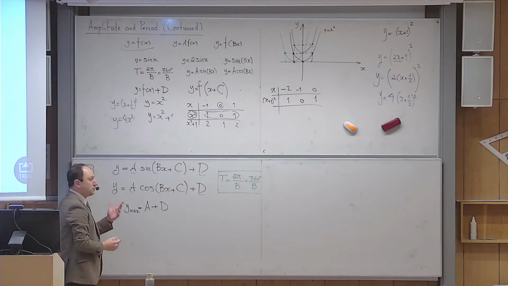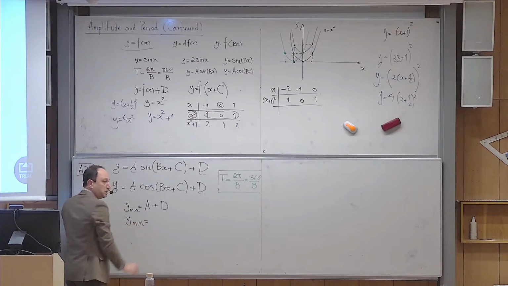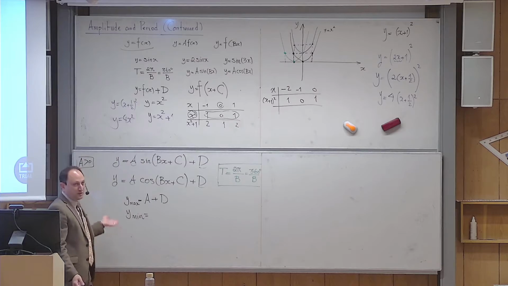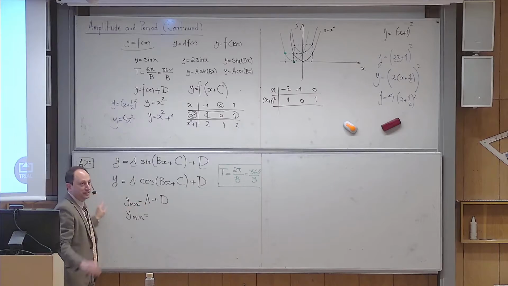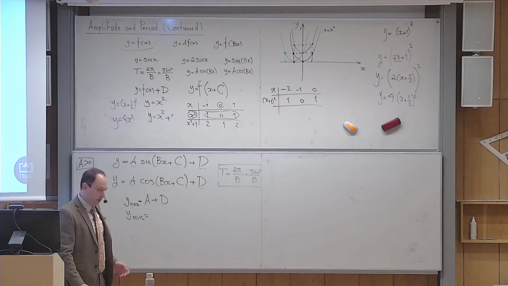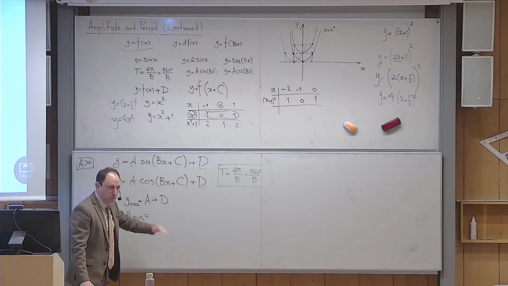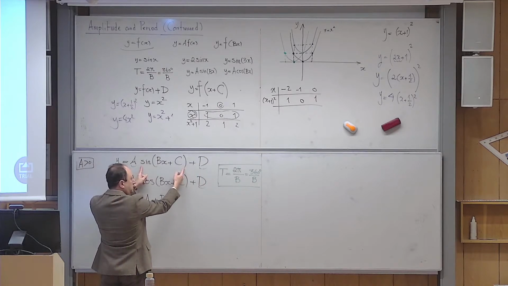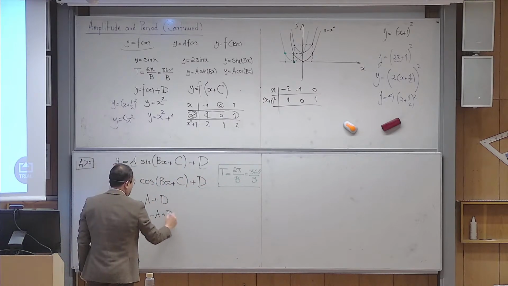Okay, the same question. Can you tell me what is the minimum now? What is the minimum? D? No. A plus D? No, A plus D is maximum. So can maximum and minimum be the same? Yes, it is possible, but you have to be on a horizontal line. Yes, minus A plus D. Because what is the minimum of sine? The minimum of sine is minus 1. If I want to make this minimum, I have to make this part minimum. What is the minimum of this part? Minus 1. So the minimum becomes minus A plus D.